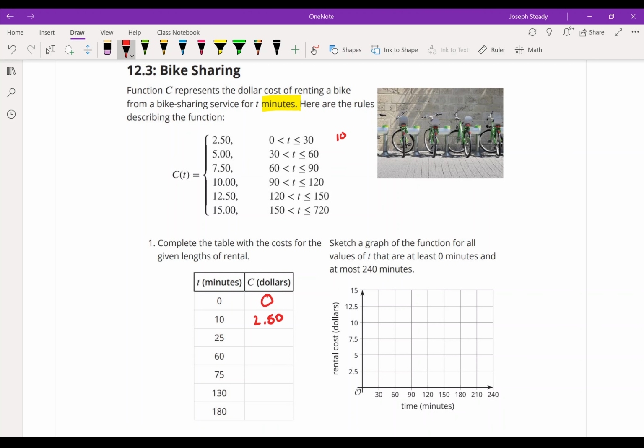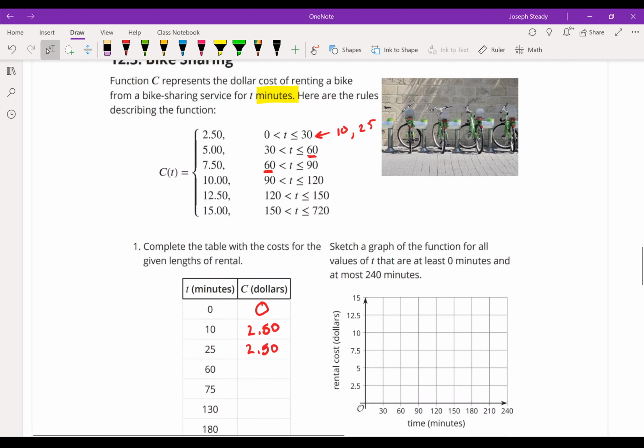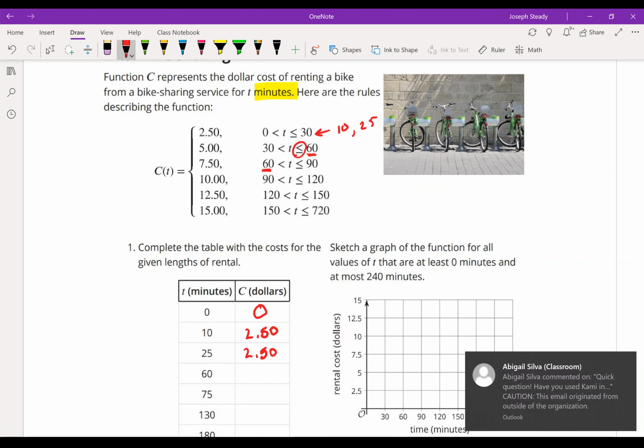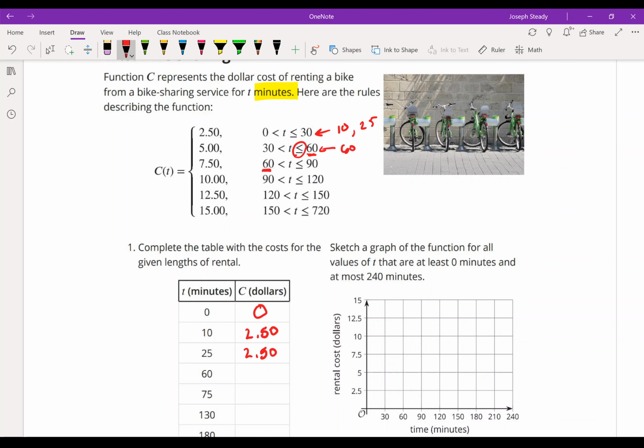And we can keep going with this. 25 is also in this set of conditions. It's between 0 and 30, so for 25 minutes, you pay the same price, $2.50. For 60 minutes, I notice that 60 shows up in two places, but 60 is only included in one of these inequalities. It's included in the one with the less than or equal to 60 rule. It is not included in the other one. So that means 60 will go here, which then means that it costs you $5 to rent the bike for 60 minutes.